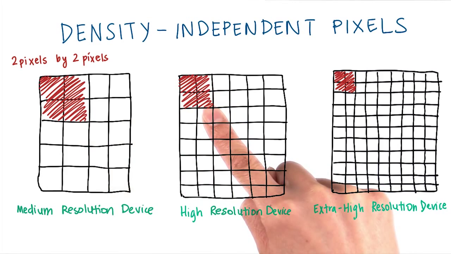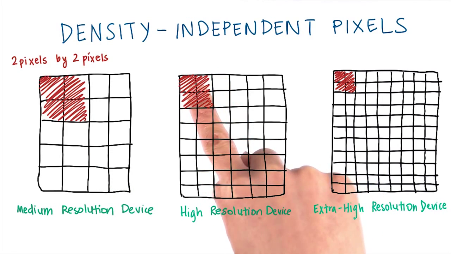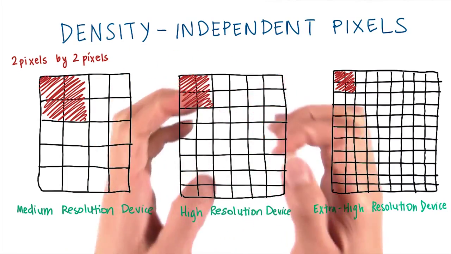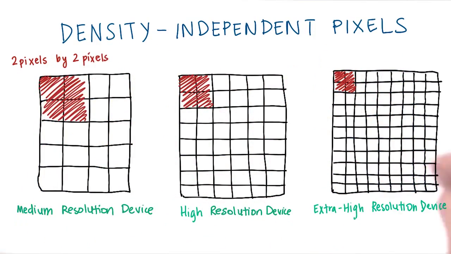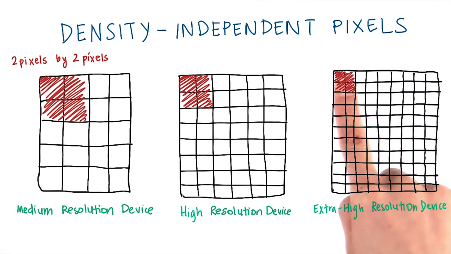On a high resolution device, it would also be 2 pixels by 2 pixels, but it's a little bit smaller because there are a lot more pixels packed into this device. And then on an extra high resolution device, where there are tons more pixels packed into this space, this button is actually pretty tiny. I can barely tap on it with my finger. I have to use the edge of my finger or my fingernail to reach it. Just because I have an extra high resolution device doesn't mean I have a smaller finger. I still want to be able to tap the buttons on the screen.